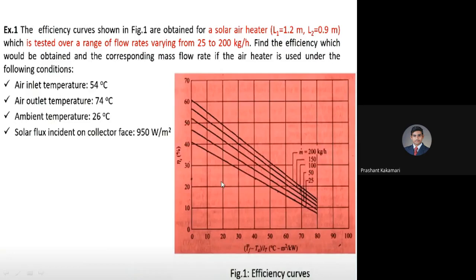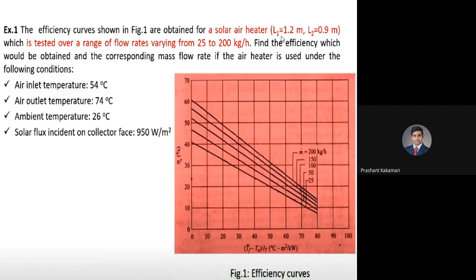So that's why they have kept many parameters, like solar incident radiation for a given day, constant, and ambient temperature constant. Average temperature TF means inlet and outlet temperature of the fluid. That also they try to maintain constant as they have given here. Outlet temperature, inlet temperature, ambient temperature, solar radiation, all these things are kept constant. What they have changed is the mass flow rate, and also area is kept constant.